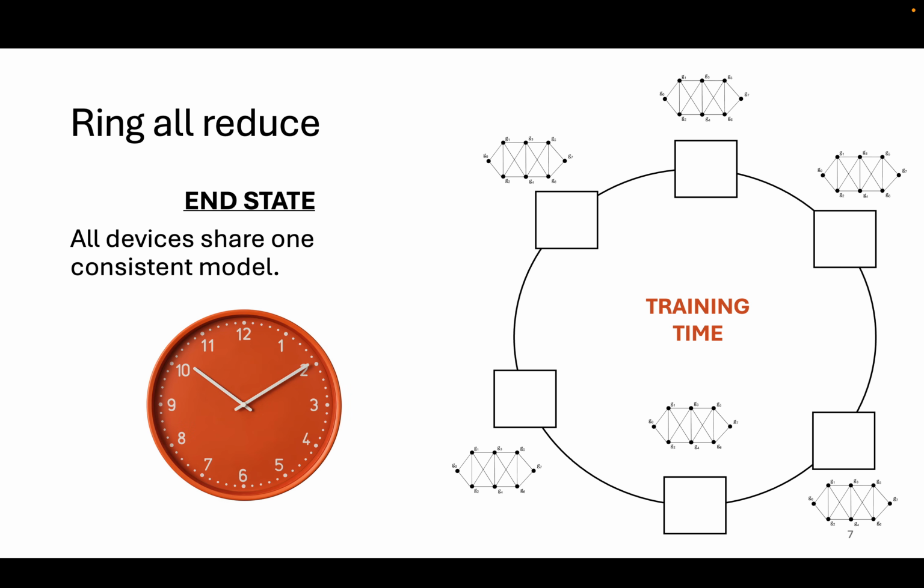In order for this to happen, there are two phases. There's a first training time phase where each device is training its model. And then there has to be a coordination time where each device coordinates with all the other ones to reach that desired end state.